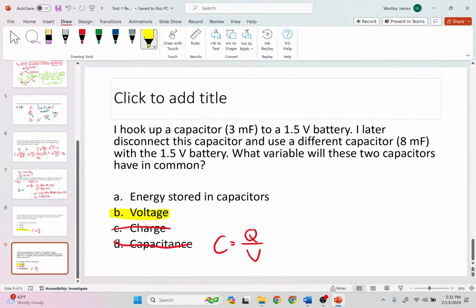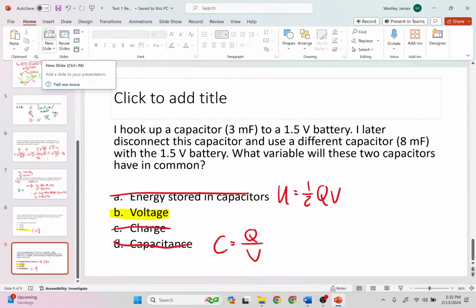We also use that with resistors. The energy stored is not the same because U equals 1/2 QV. Q is different, V is the same, so it's going to be different. So, all right. Process of elimination. The next answer is going to be obvious, but make certain you can think about why this is going to be true.